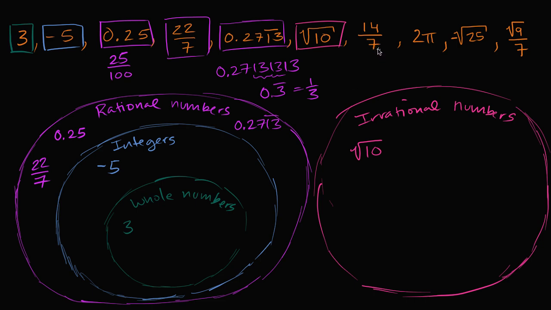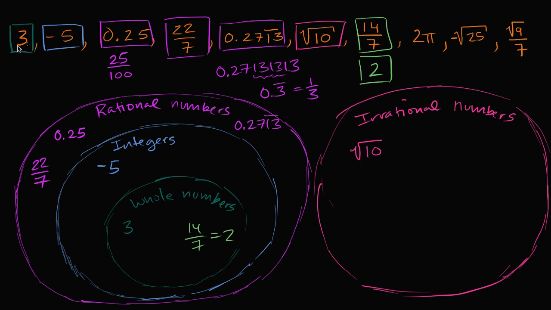All right, 14/7. This is the ratio of two integers, so this for sure is rational. But if you think about it, 14/7 is the same thing as 2. These two things are equivalent. So this is actually a whole number. It doesn't look like a whole number, but remember, a whole number is a non-negative number that doesn't need to be represented as the ratio of two integers. And this one, even though we did represent it as the ratio of two integers, doesn't need to be. You could represent this as just 2. So that's going to be a whole number. 14/7, which is the same thing as 2, is a whole number.